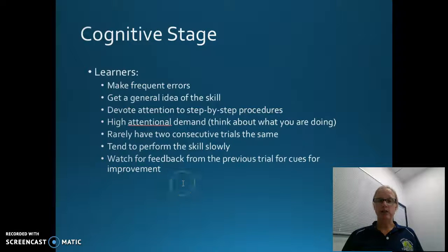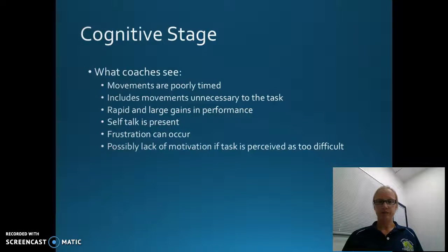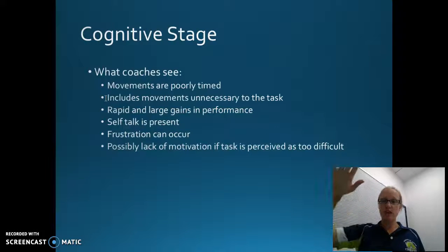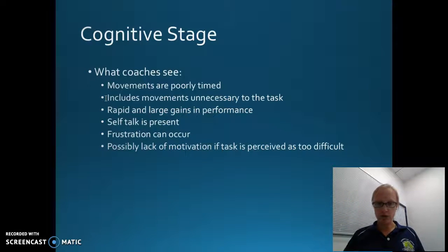And you'll constantly watch for feedback from the previous trial for cues for improvement. So visual feedback can be key. What coaches will see in the cognitive stage are that movements are usually poorly timed. Now that's because of the large amount of thought process that needs to go into the skill. It'll include movements that are unnecessary to the task. So in an overhand serve, instead of the hand flying straight, it may go off to the side, or the elbow might do some flailing movements that are not necessary.